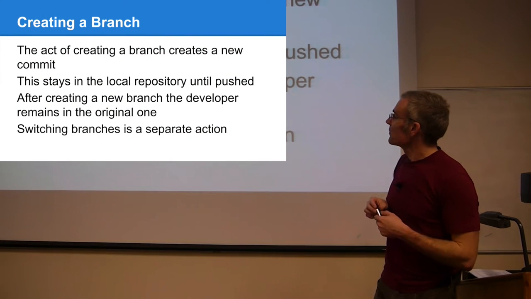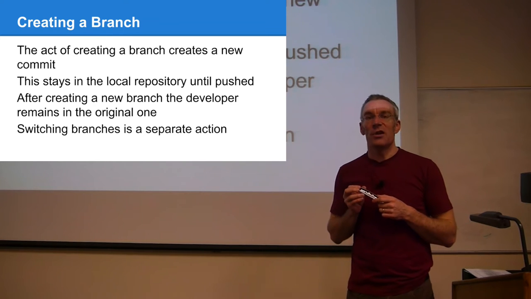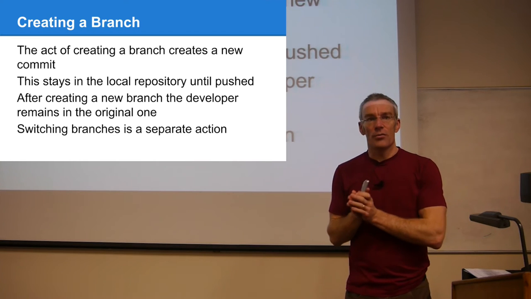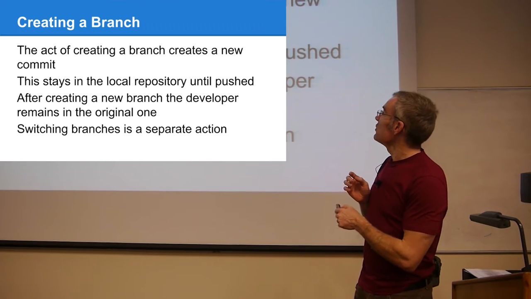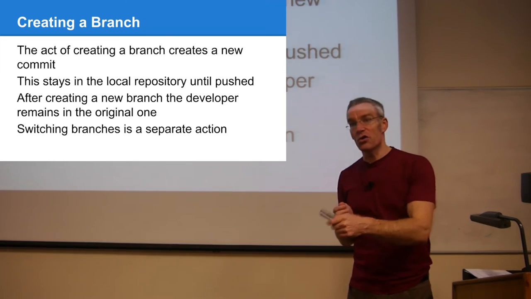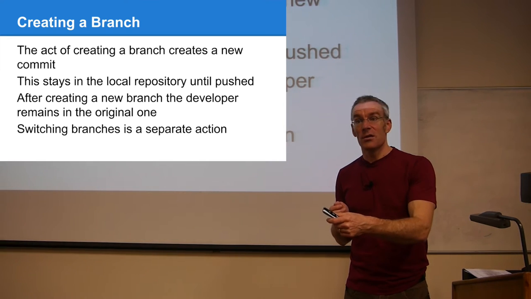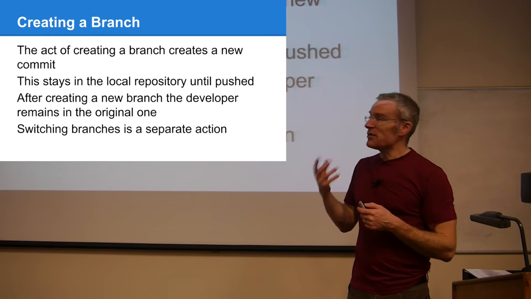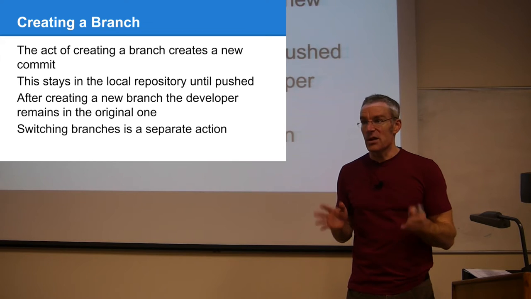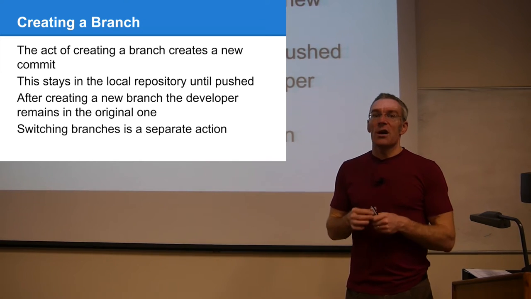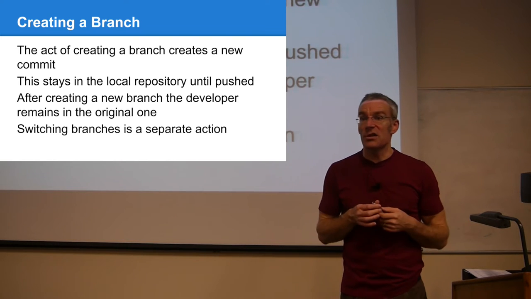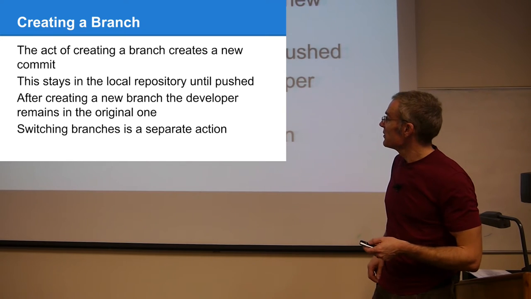Now, when you create a new branch, you would think you create a branch and everyone can see it. It's not true. By creating a branch, you're simply creating a special commit. And as you know from last week, until you push your commits to the master repository, no one else can see them. So a branch is simply a special commit. That's all it is. Works in exactly the same way. So you create a branch, then you have to push that branch back to the master server, to the main server.